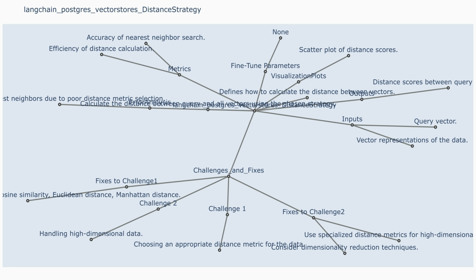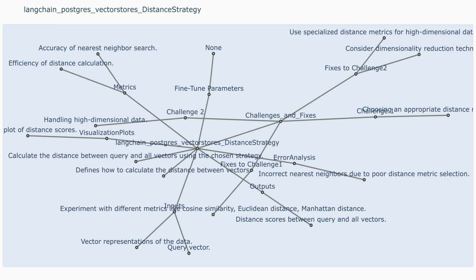Langchain Postgres Vector Stores Distance Strategy. Description: the distance strategy parameter in Langchain's Postgres vector stores allows you to choose the method used for calculating similarity between vectors. This determines how the vector store finds the most relevant results based on your query inputs.